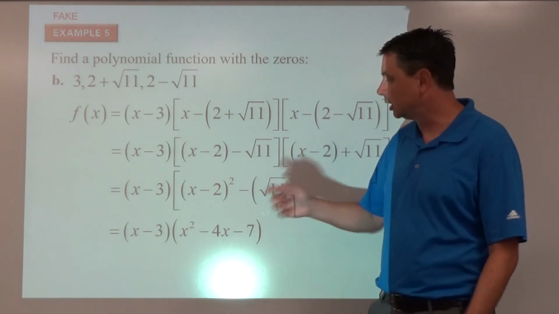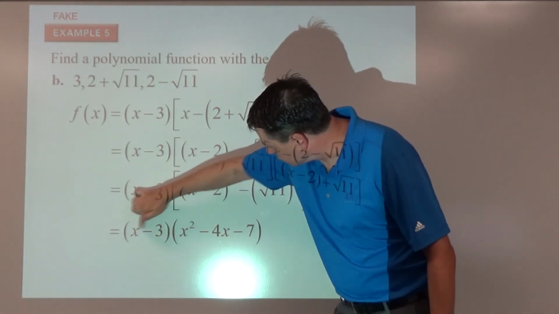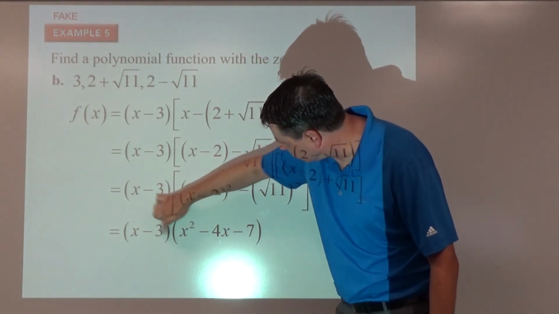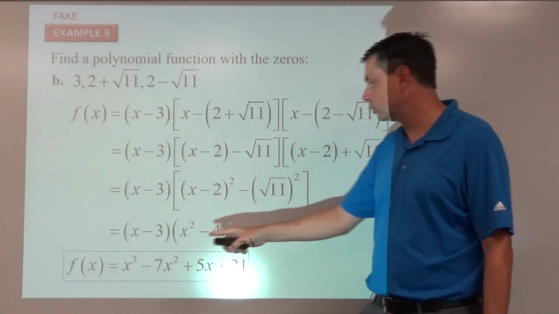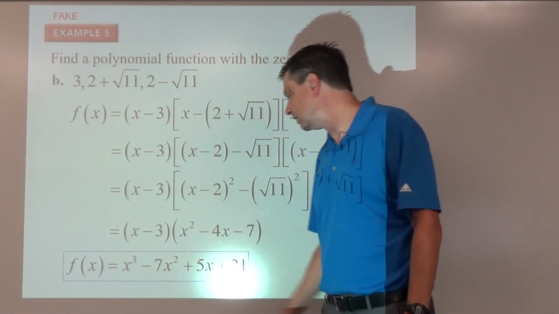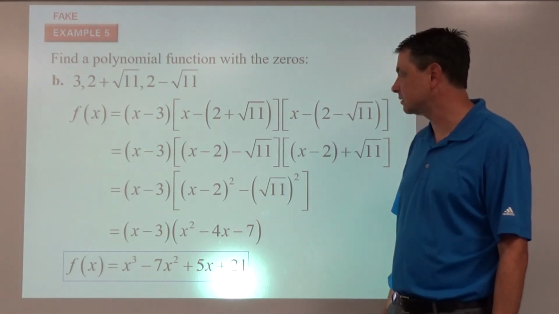And then last, to put it all together, x gets distributed to all three. Negative 3 gets distributed to all three. Clean it up. F of x equals x cubed minus 7x squared plus 5x plus 21.